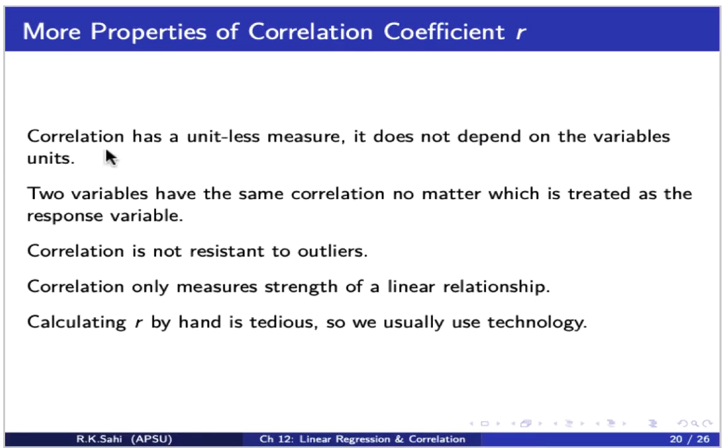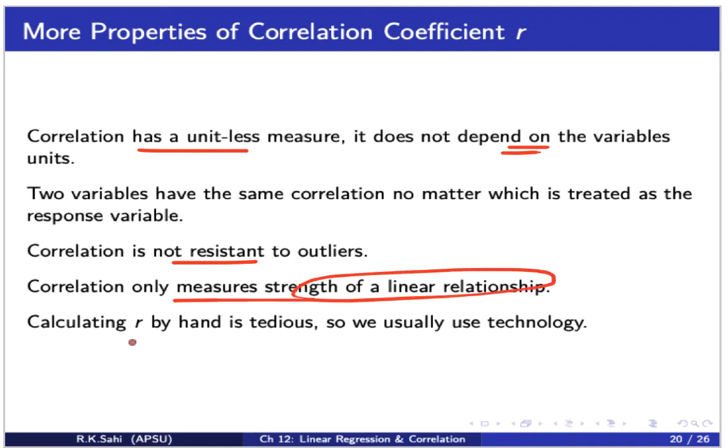The correlation is a unitless measure. It does not depend upon the units of the variables. It doesn't even care which one is the explanatory or which one is the response. The correlation has no issues in that. It's not even resistant to outliers. It only measures the strength. And as we said, calculating by hand is tedious, guys. We are going to use technology. Okay, let's do an example.